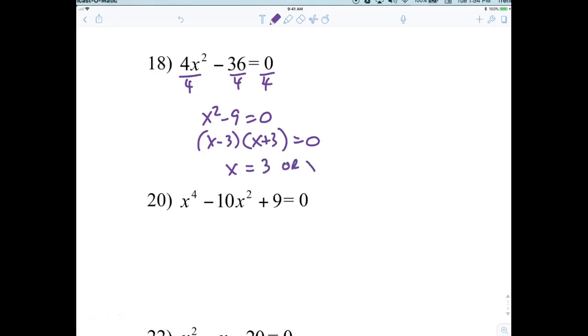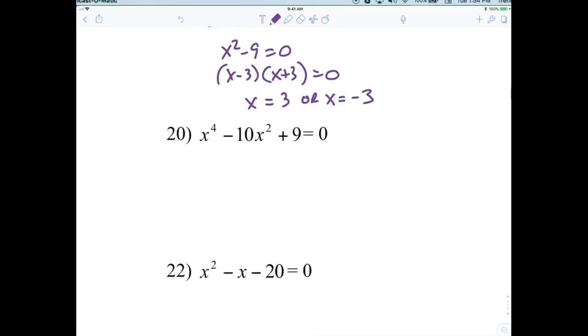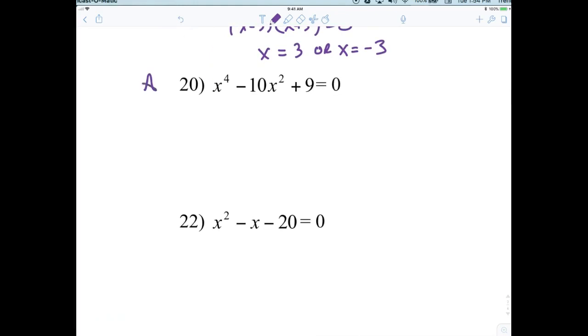What? Wait. Why did I write 2? I wrote 2. I meant negative 3. All right, x equals 3 or x equals negative 3. All right, now, listen, I agree with you. That wasn't hard. All right, now, number 20.